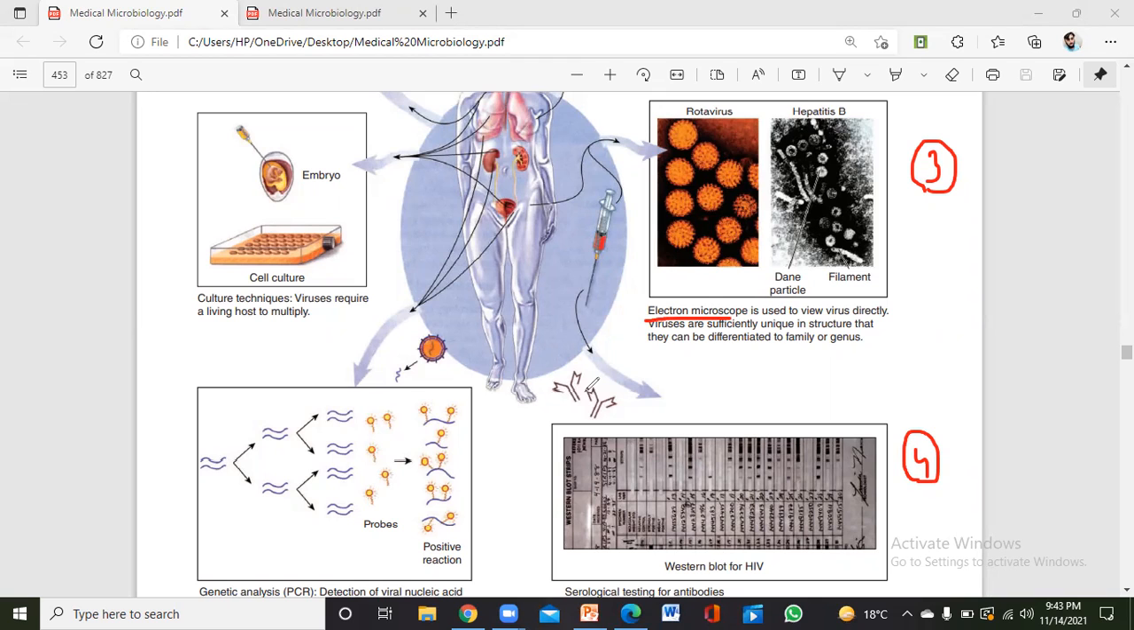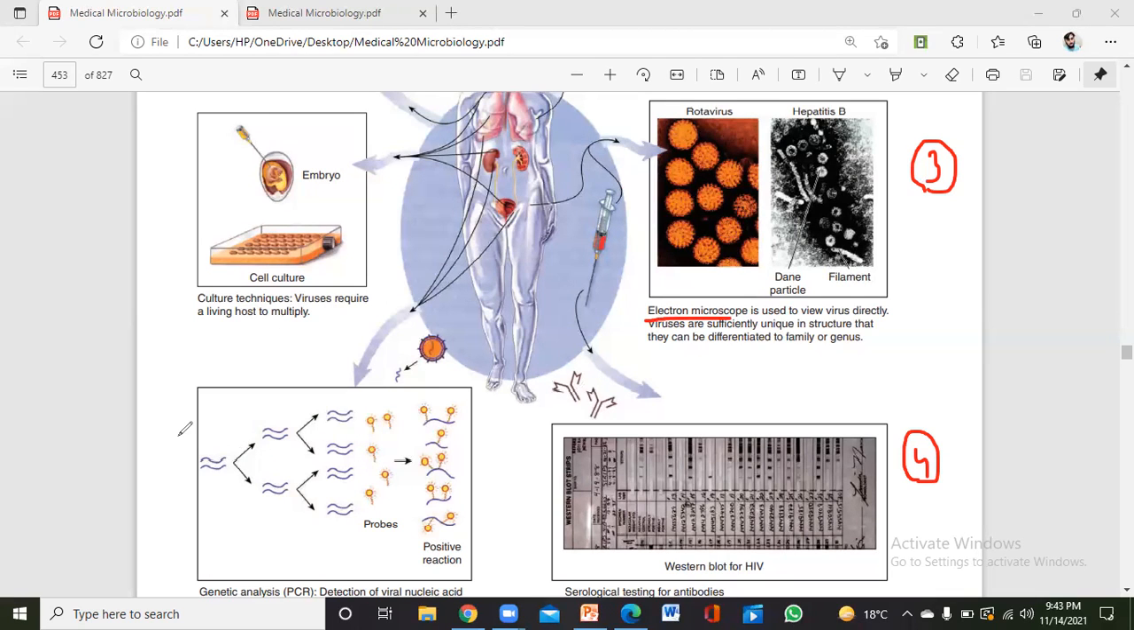So here comes the ELISA test. ELISA, the enzyme linked immunosorbent assay, and the immunofluorescence assays all come under serological testing. So we detect the antibodies that are produced against the virus. If we have those antibodies inside our serum, we can easily tell that this patient is infected by a specific virus. So this is the fourth one.